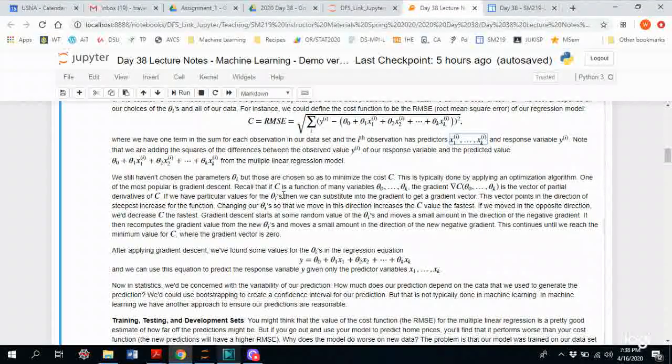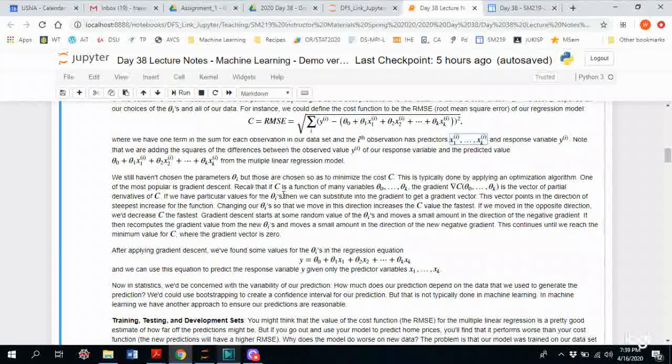We don't really want to maximize our cost. We would like to minimize our cost. And so instead of moving in the direction of steepest increase, we'd like to move in the direction of steepest decrease. If we move in the opposite direction to the gradient vector, in the negative gradient direction, then we decrease the cost function the fastest.